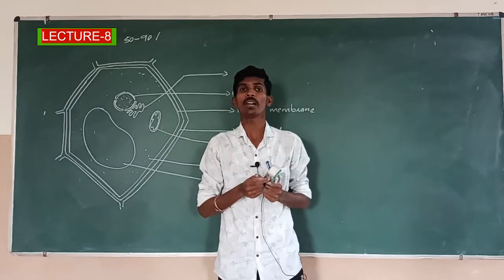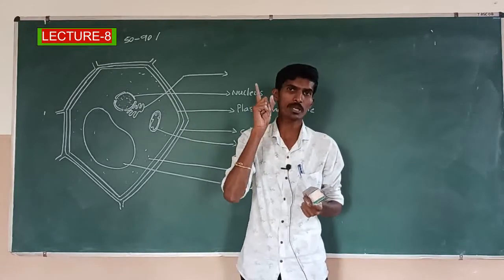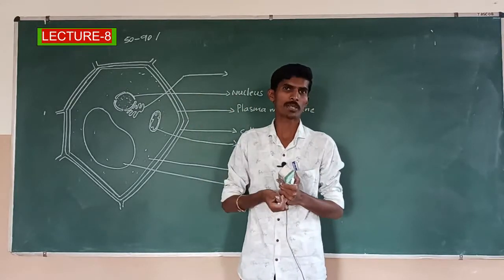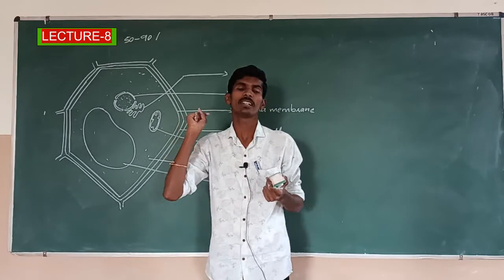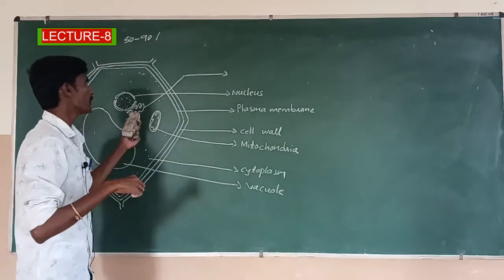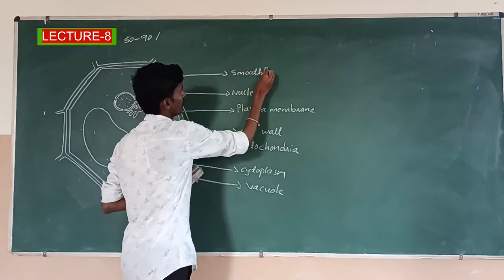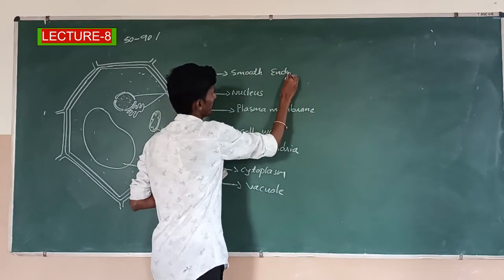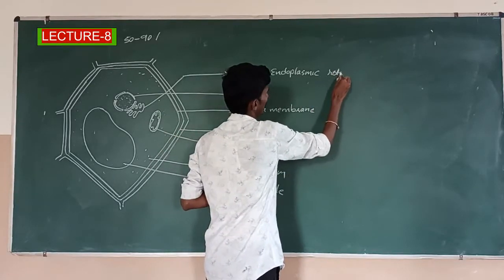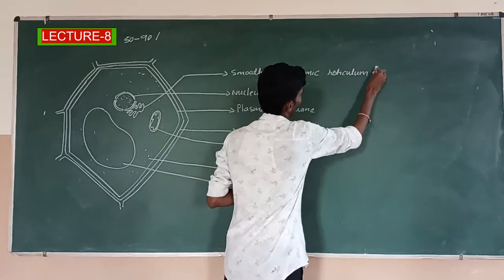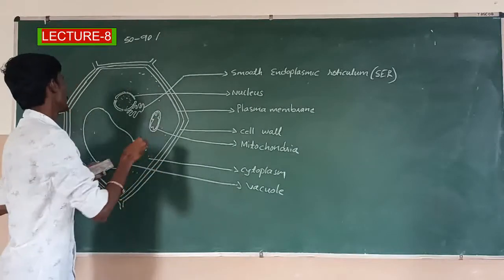It depends on the presence of ribosomes on the surface. If ribosomes are present on the surface of the endoplasmic reticulum, it is called the rough endoplasmic reticulum. If ribosomes are absent from the surface, it is called the smooth endoplasmic reticulum. SER means smooth endoplasmic reticulum.